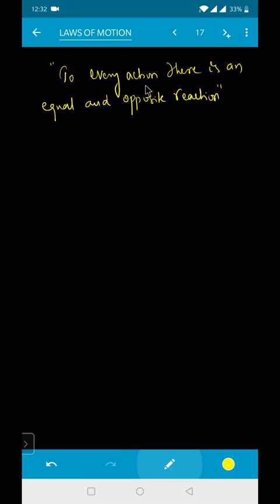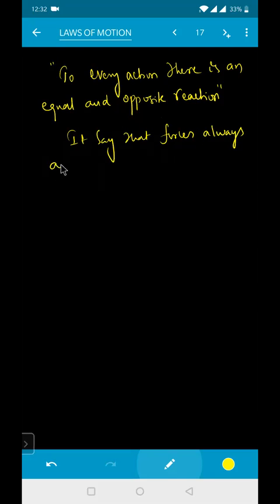That means if an object A exerts a force on object B, object B also exerts an exactly opposite directed force of equal magnitude on A. So this law is about what, forces between objects, beta. It says that forces always appear in pairs, or occur in pairs.